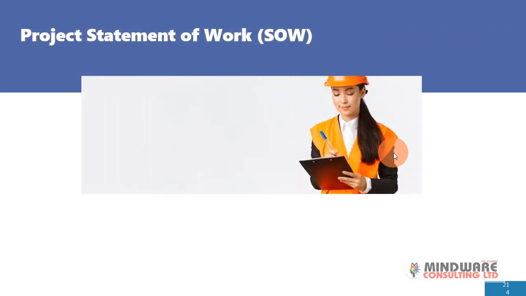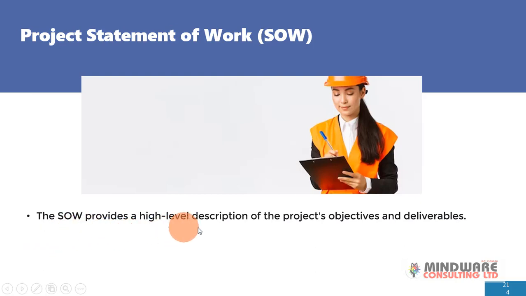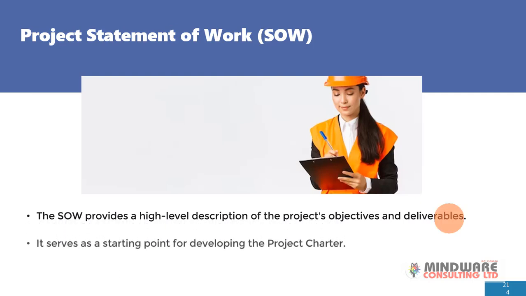What are the key components of the project charter input? The first one is the project statement of work, SOW. The SOW provides a high-level description of the project's objectives and deliverables. The project objective is what the project aims to achieve, and the deliverables are the outcomes at each phase or each milestone of the project. That's what we call deliverables: what the project produces at each section or each phase.